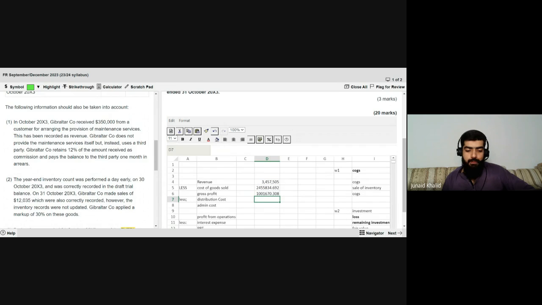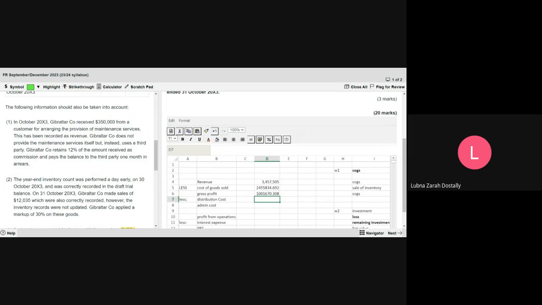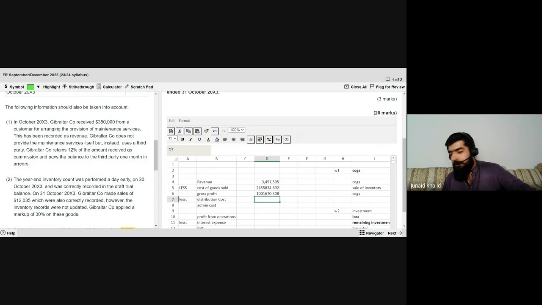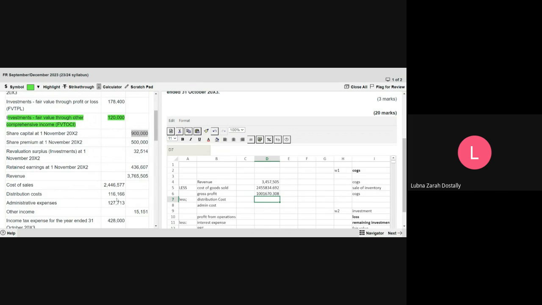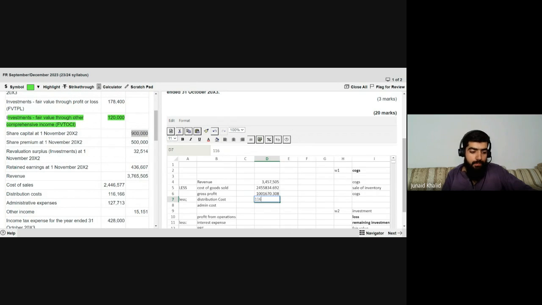Okay. So now, is there any distribution cost? Yes, there is a distribution cost, and that was already given in the question, 6166. Is there any adjustment in the distribution cost? No, we just reviewed the full question, but we didn't find any adjustment. So we are going to add it or subtract it.